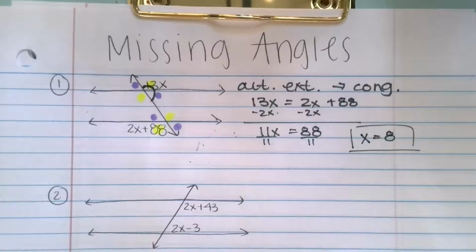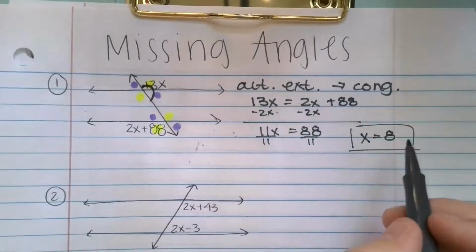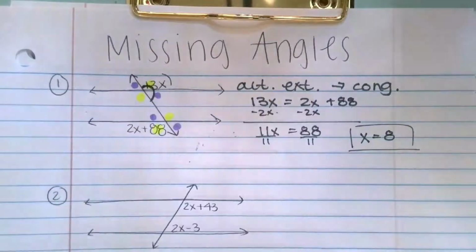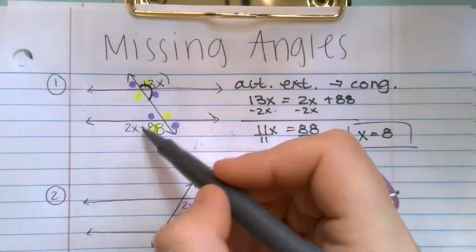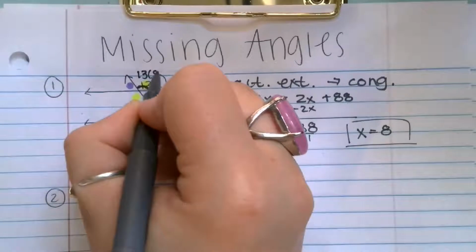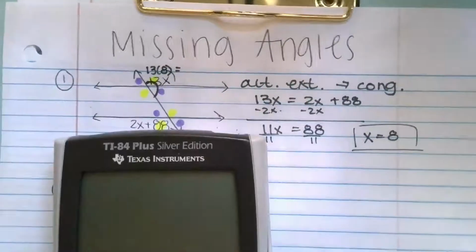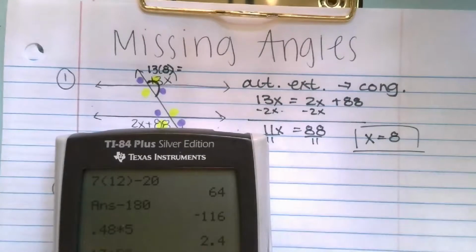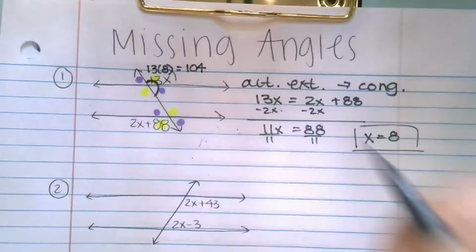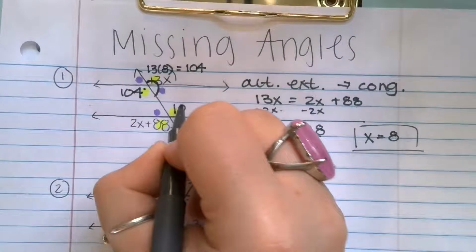Except we aren't done, right? Our angle measure is not 8. We now have to go back and substitute this value into our original angle to find the angle measure. So you can substitute it into either. I'm going to substitute it into right here. So 13 times 8. Let me whip out my calculator. I don't know what that gives us off the top of my head. 13 times 8 gives us 104. So we can go in and write that for all of our yellow angles. They are all 104 degrees.